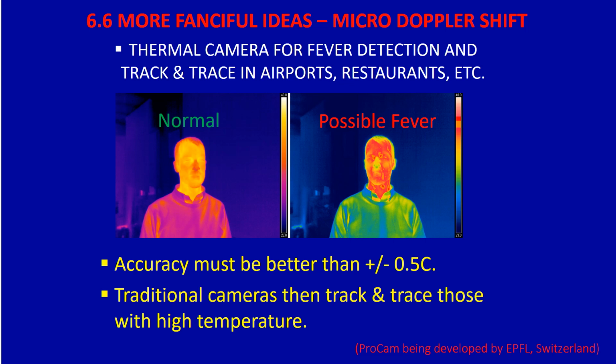And what these cameras do, so you're just walking past a camera in an airport or you're in a restaurant, and it will identify you if you've got a possible fever, and then it will track and trace you using traditional cameras as you walk through a part of the airport or leave the restaurant, and eventually it will contact you and your contacts. So that's the clever thing about it. It's the track and trace after having detected whether you've got a possible fever. Of course, there are privacy issues here as well, which have to be considered.